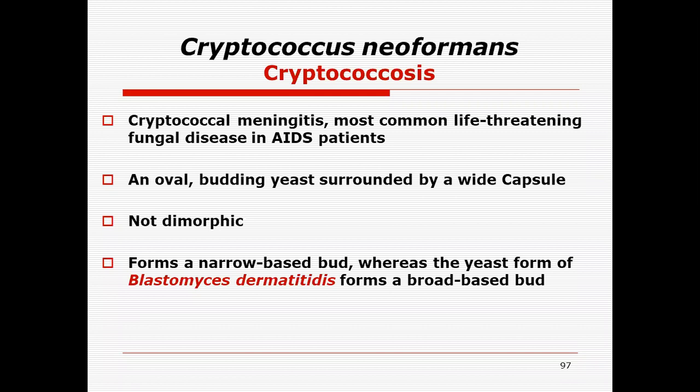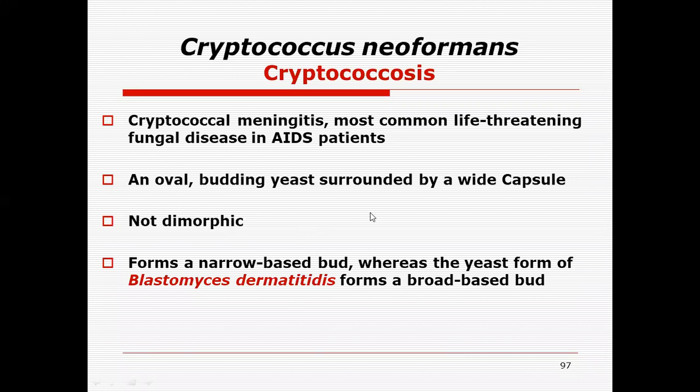We can see the most common life-threatening infections, and there is another species of Cryptococcus, known as Cryptococcus gattii, G-A-T-T-I, which has also been seen, but with less frequency, in AIDS individuals. Now, Cryptococcus neoformans is an oval yeast. It is again a budding yeast, and it is surrounded by a wide polysaccharide capsule.